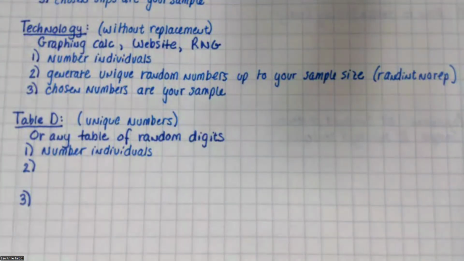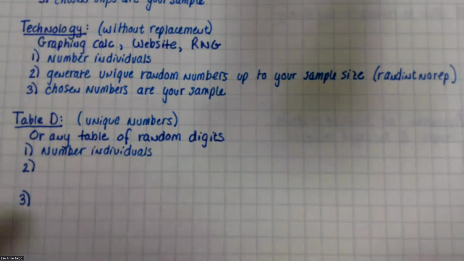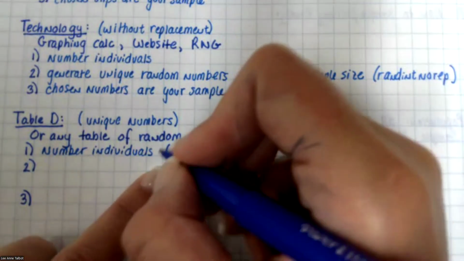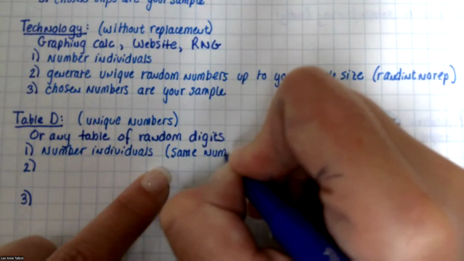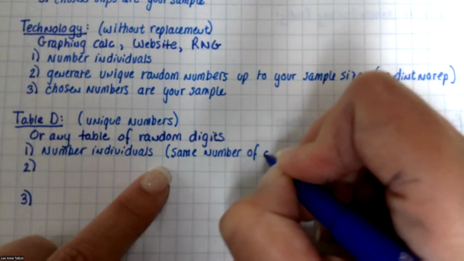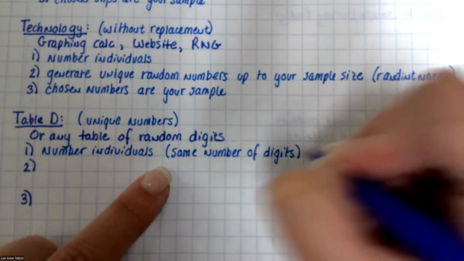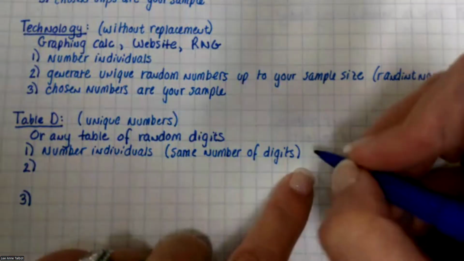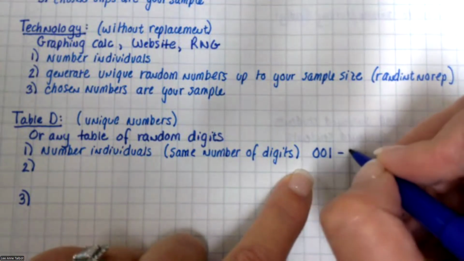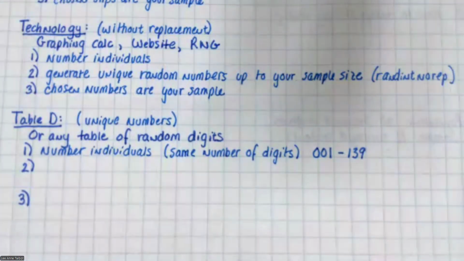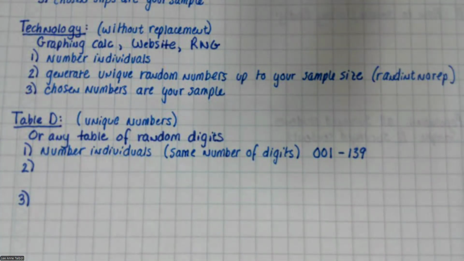Okay, now there's a little bit of a twist on table D. So you number the individuals, but you have to use the same number of digits each time. So an example would be like 001 to 139. That's what I mean by the same number of digits each time. If you have a 3-digit number, they all have to be 3-digit numbers.